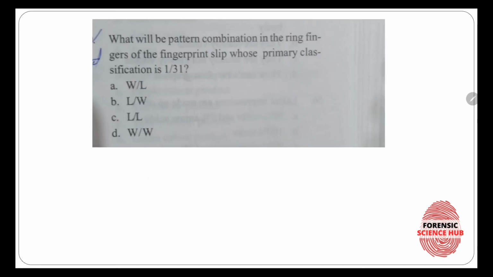Then next question, what will be the pattern combination in the ring finger of a fingerprint slip whose primary classification is 1 by 31? So here you can see that since the numerator is just 1, that is the +1 value only, and that simply means that the entire numerator will be a 0. So that means none of the fingers is a whorl.